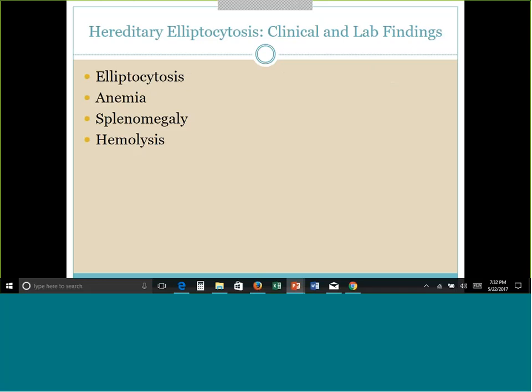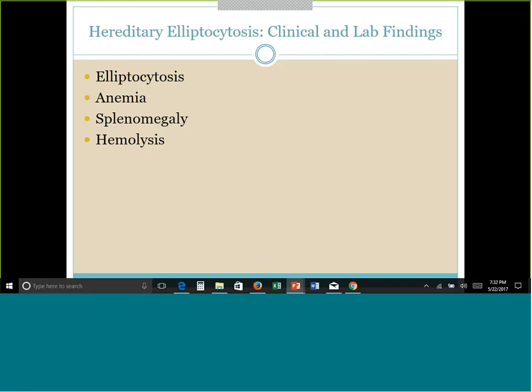Now, you can see elliptocytes in quite a few other diseases like iron deficiency anemia and thalassemia, but when it's hereditary elliptocytosis, you need more than, I think, 30% of their red cells to be elliptocyte in shape. That's a lot. Essentially, you need to see a huge amount of it. So more than 30% of the red cells should be in elliptocyte shape in order to be this.